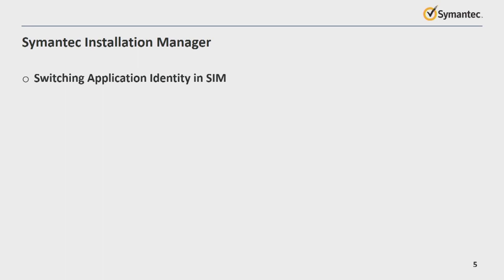Okay, so let's go into the Symantec Installation Manager. So we know this is the thing that installs our stuff. Okay, so one of the big things we've done is we've added the ability to switch the application identity within the Installation Manager. So in the past, let's say, who's actually had to do that? Change their application identity, right? Is it fun? Right? All right, it's gonna be fun now.